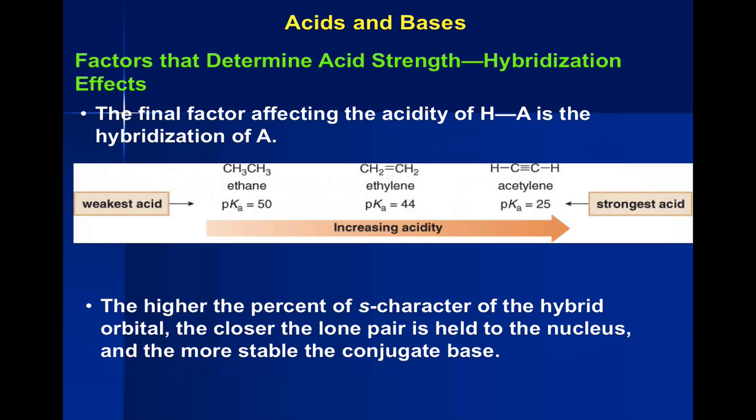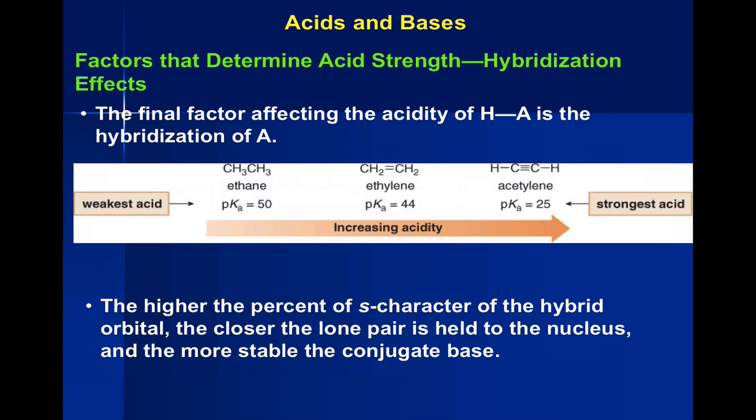What is in the nucleus of an atom? Protons, which have what charge? And electrons would like to be near positive charges or away from positive charges? Near. So if I'm an anion and my electrons are in something that has a lot more S character, my electrons are going to be closer or further away from the nucleus? Closer, which is a stabilizing effect. If my electrons are in an orbital that has more P character, my electrons are going to be closer or further away from the nucleus? Further away, which is a destabilizing effect.